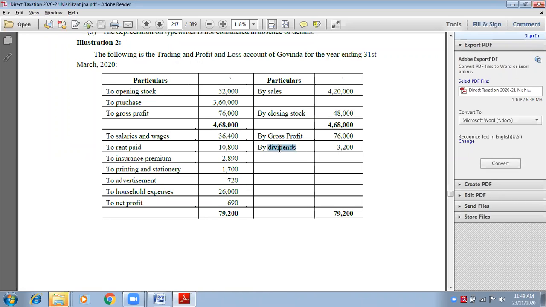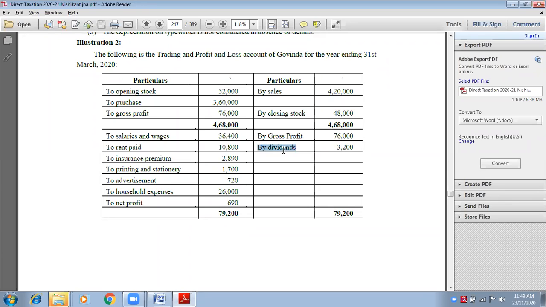You had extra money available with you and you invested. Mr. Govinda had invested his extra money and he is earning dividends. It is not his business to purchase shares and earn dividends. Remember, dividends are always non-operating income. It is related to other sources.